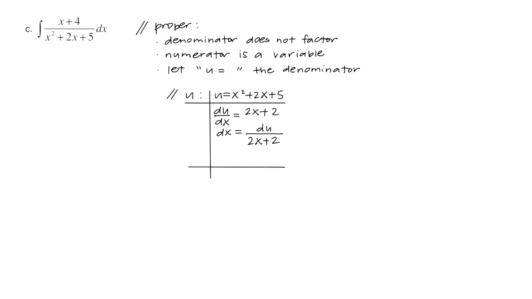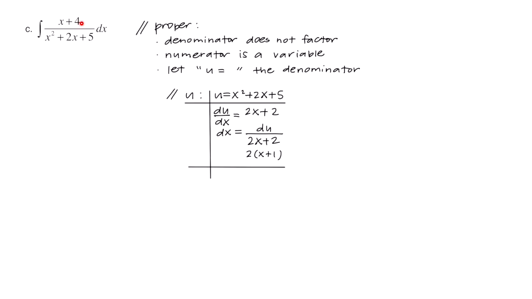So we get dx equals du over 2x plus 2. And then I'm going to factor out a 2 here. Okay, so at this point, we have this denominator. It's 2 times the quantity x plus 1. If this numerator was x plus 1, this would be a pretty traditional u-substitution problem.